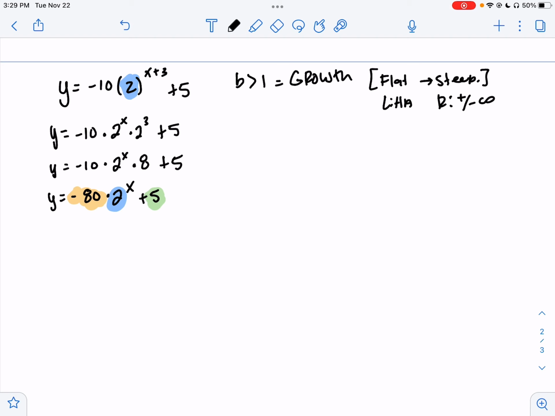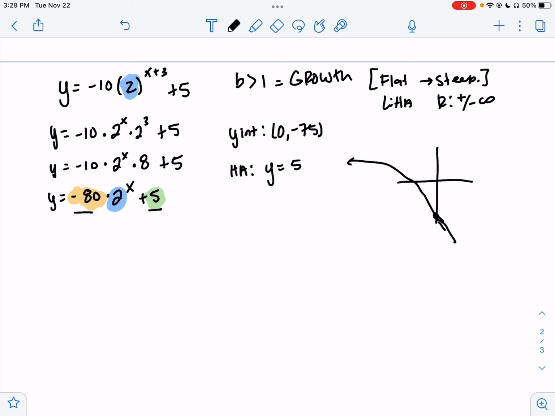Therefore, I'm ready to find the rest of my stuff. So now I can find my y-intercept. We know that my initial amount is negative 80, but it gets shifted up 5, so that becomes negative 75. That's where my y-intercept is going to be. I can find my horizontal asymptote. My horizontal asymptote is at y equals 5. Because of that, I can do kind of a quick sketch. Once again, I know that my a is negative, so it's going to be going down. My y-intercept's way down here, and my asymptote's way up there, but we can kind of put those together. It's not the best sketch in the world, but it's going to look something kind of like that.